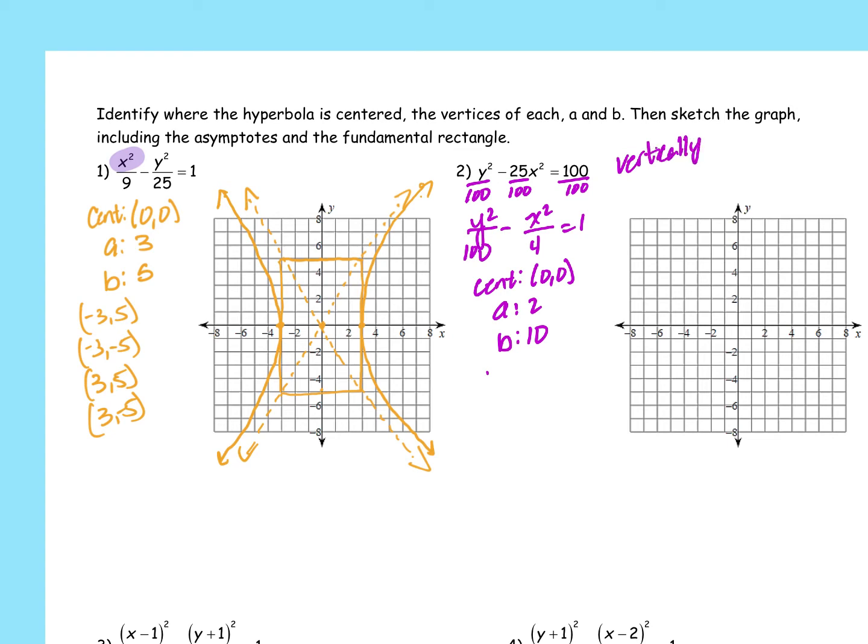And then A is 2. So I should have vertices at −2, 10, −2, −10, 2, 10, and 2, −10. Oh, and we don't have 10 on here. So we're just going to pretend that's 10. That's a beautiful one where the graph doesn't even fit. Okay. And of course, it's probably opening vertically too, right? Okay, and then your asymptotes.